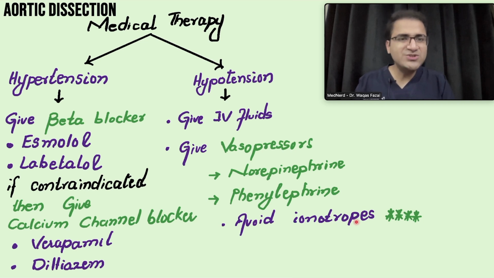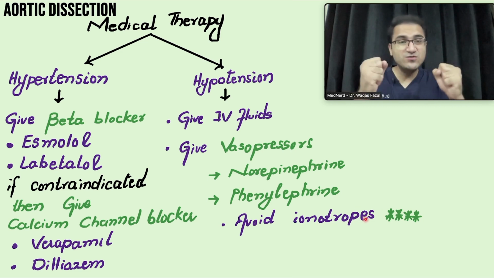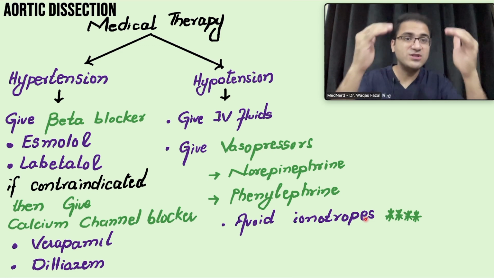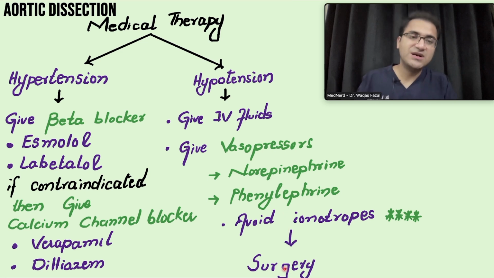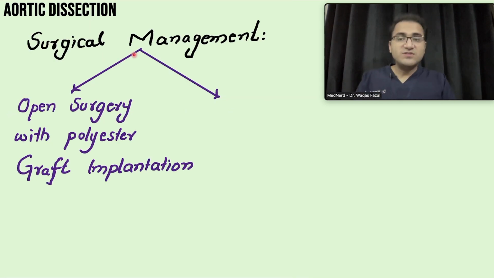Inotropes like dobutamine should be avoided to maintain the blood pressure, because in these patients you need to reduce the stress on the vessels. Therefore, inotropes are avoided. IV fluids and vasopressors are given, and these patients need to be consulted for surgery. Surgical management includes open surgery with polyester graft implantation. They open up the vessel and they place a graft inside.